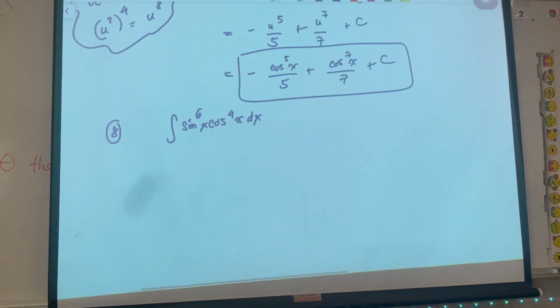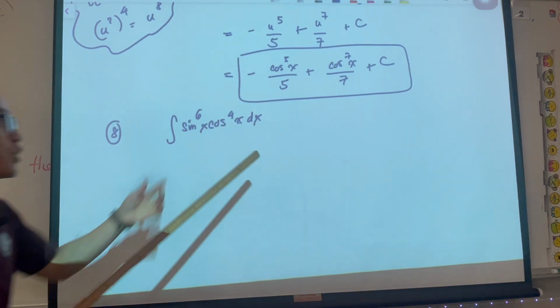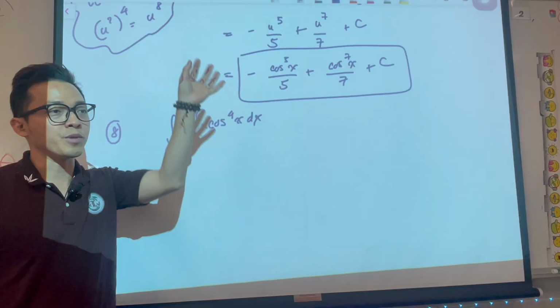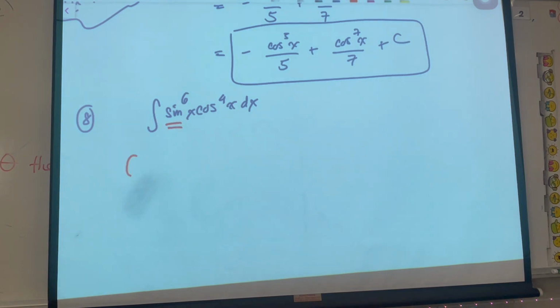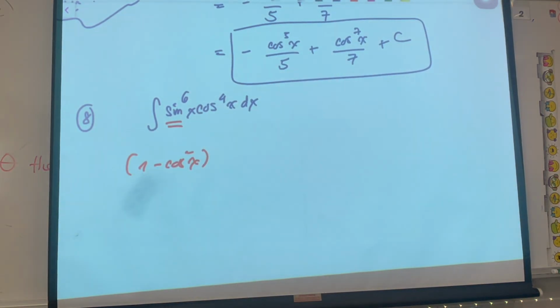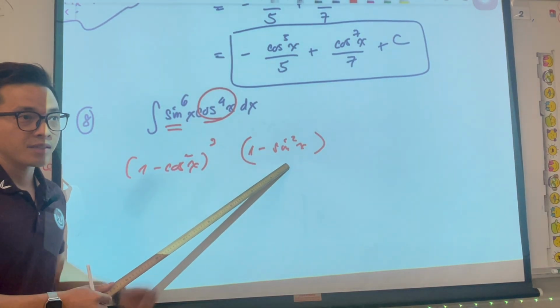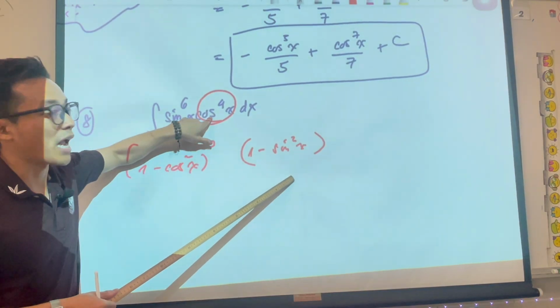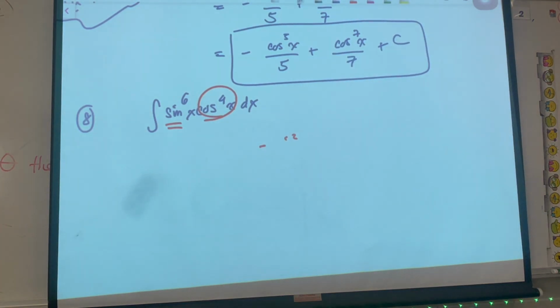So changing them, which one are you going to change? The sine^6 or the cosine^4? Cosine. Think about this. If you're using this for sine^6, you're going to have 1 minus cosine squared to the power 3. And if you change the cosine^4, it's going to be 1 minus sine squared to the power 2. Which one is better? The 2 is better, right? So change this one. Change the lower power, it's better. Okay, so change.